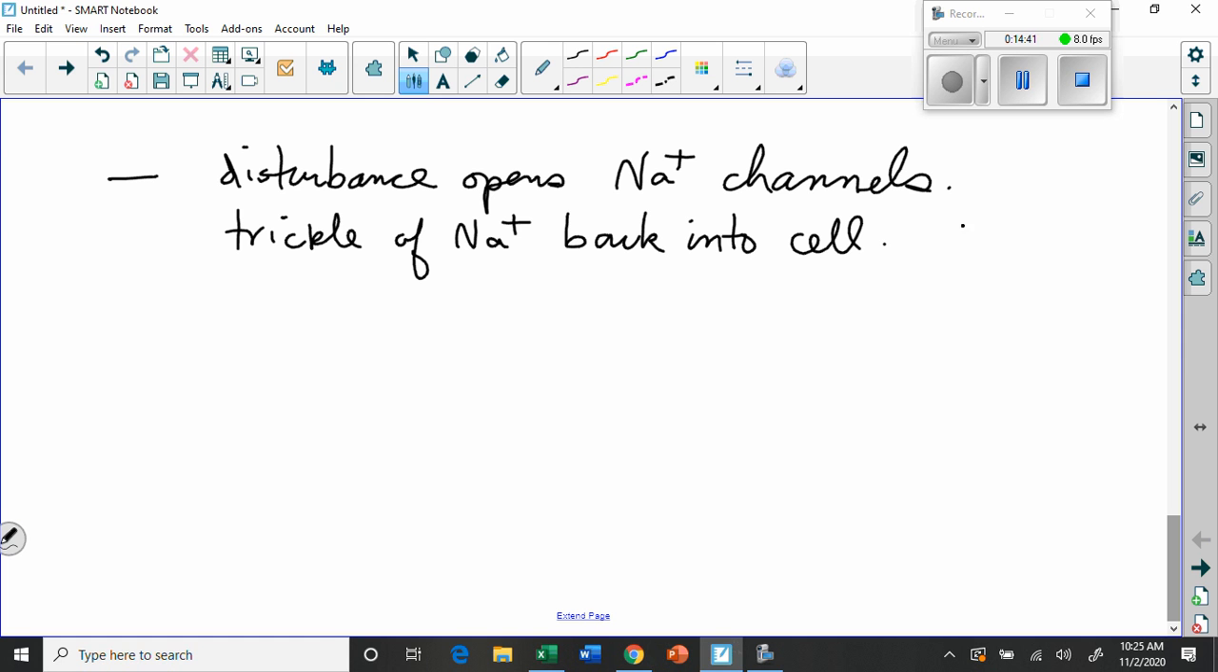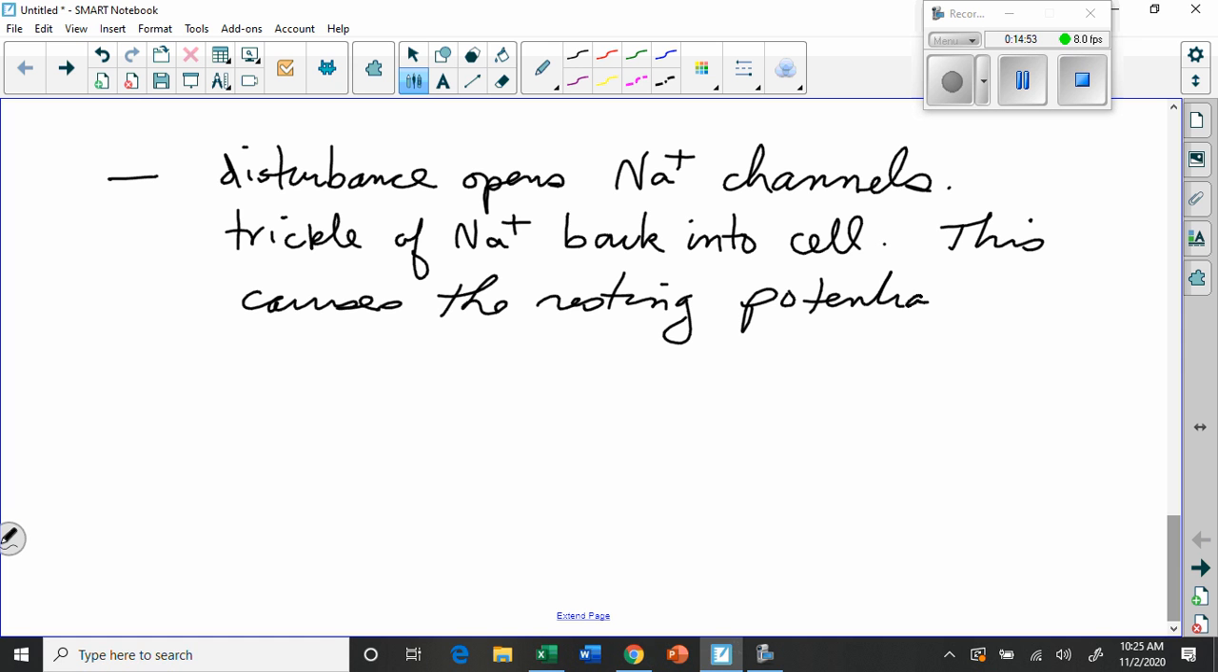Okay, so this causes the resting potential to begin to rise. Now, I'm going to say rise because it's already a negative potential. We're describing the inside compared to the outside. The inside is more negative than the outside. That's what that means. So if you let sodium trickle in, then the inside will become less and less negative.